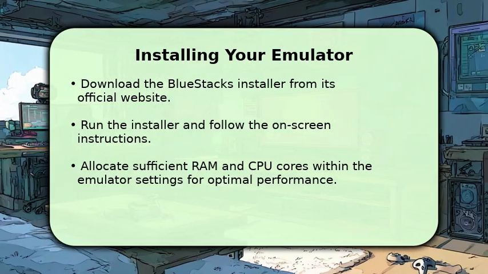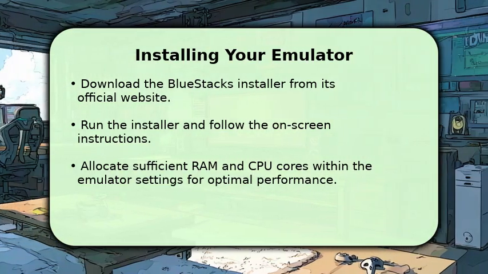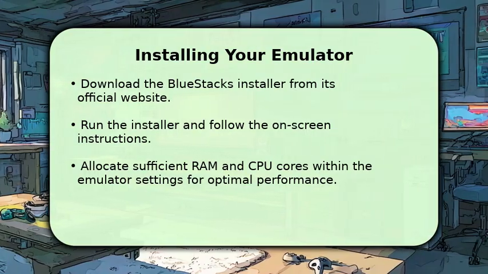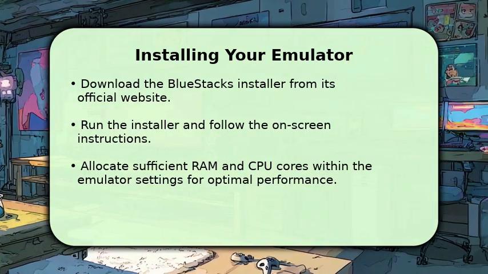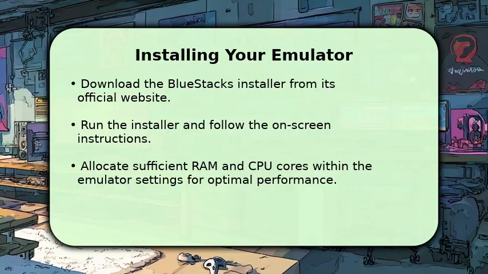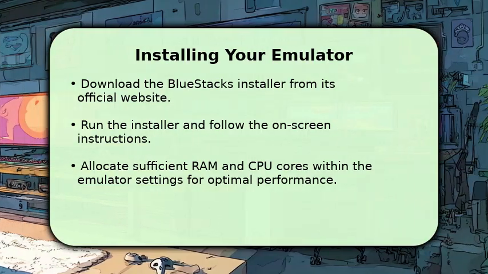Within the emulator's settings, it is crucial to allocate sufficient random access memory and central processing unit cores, perhaps 4 GB of RAM and 2 CPU cores, for optimal game performance.